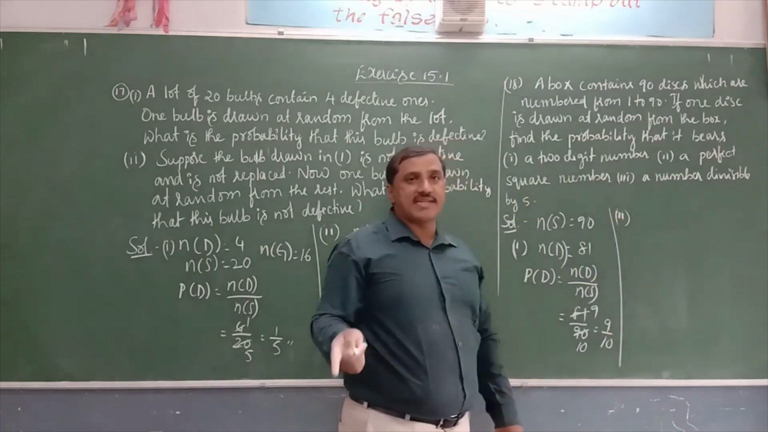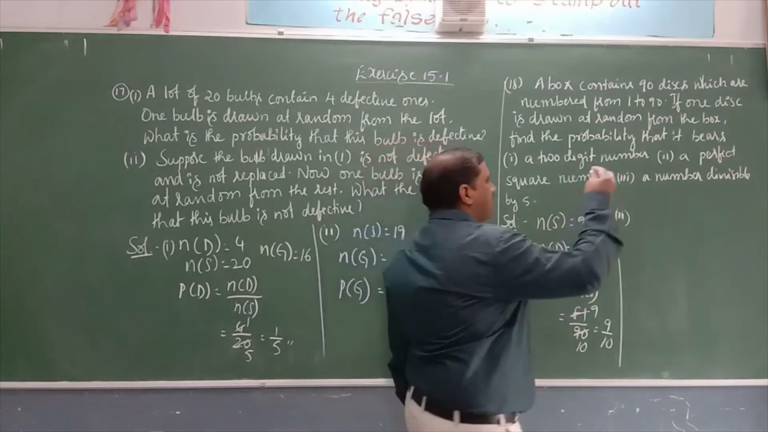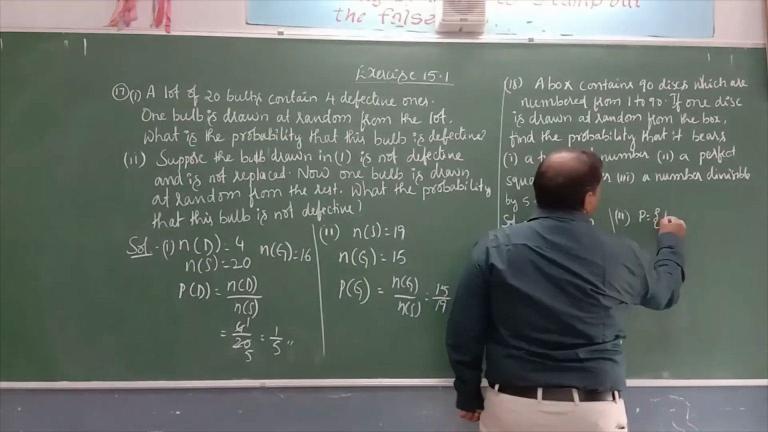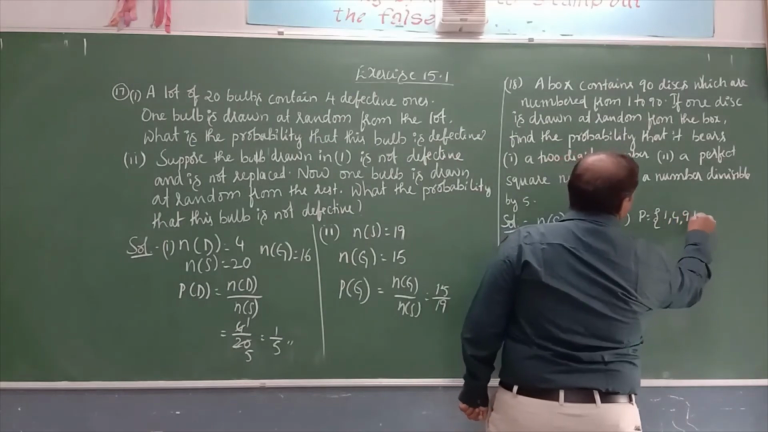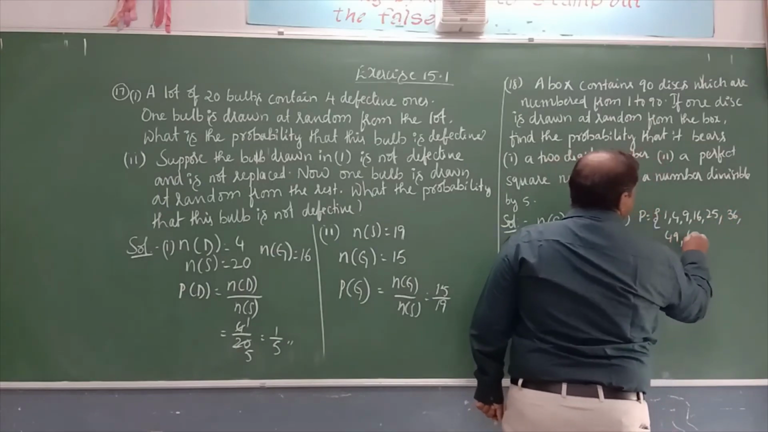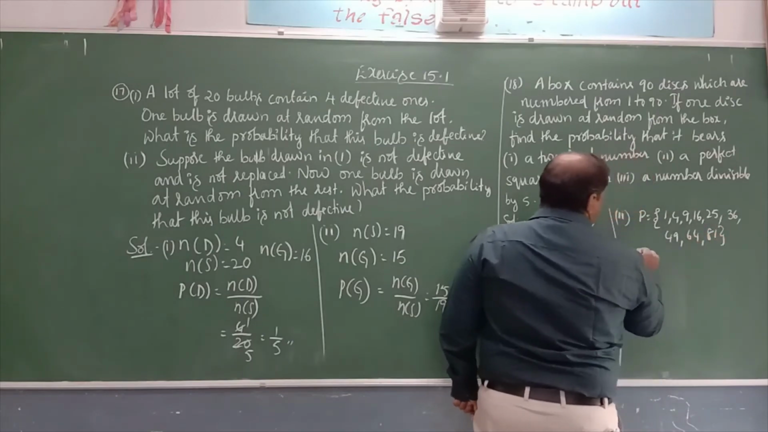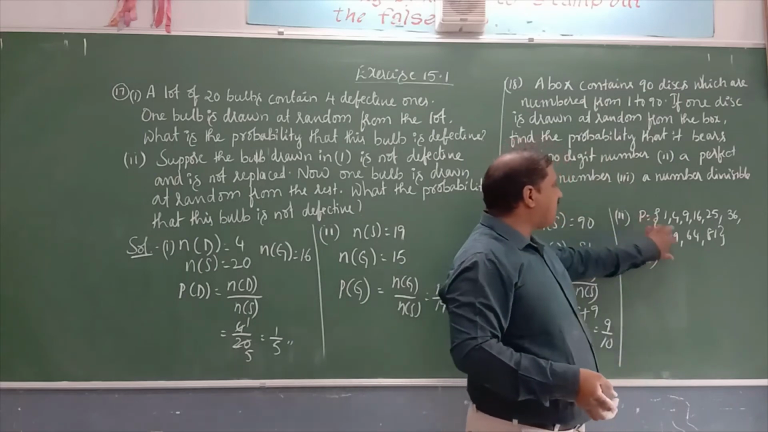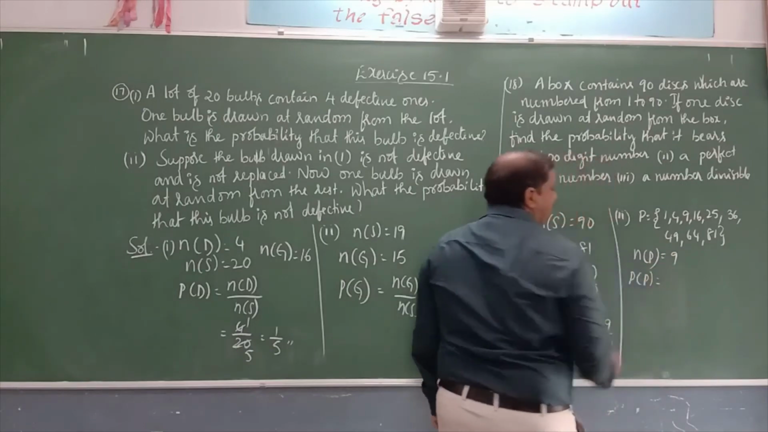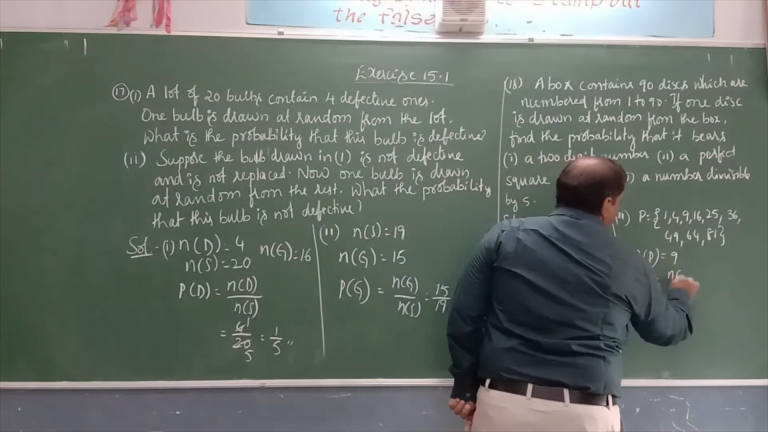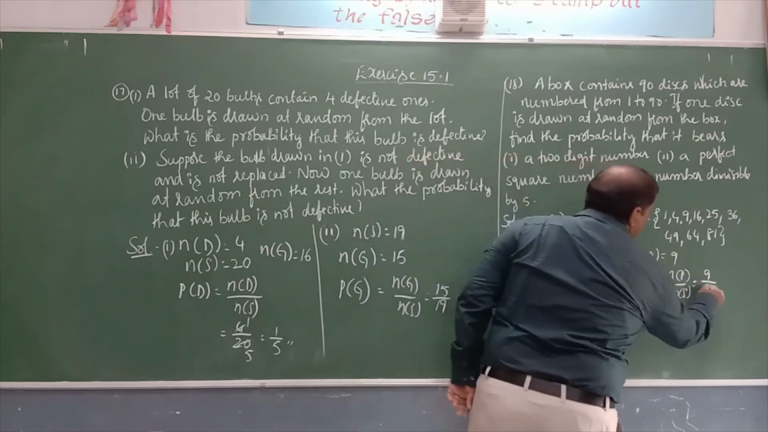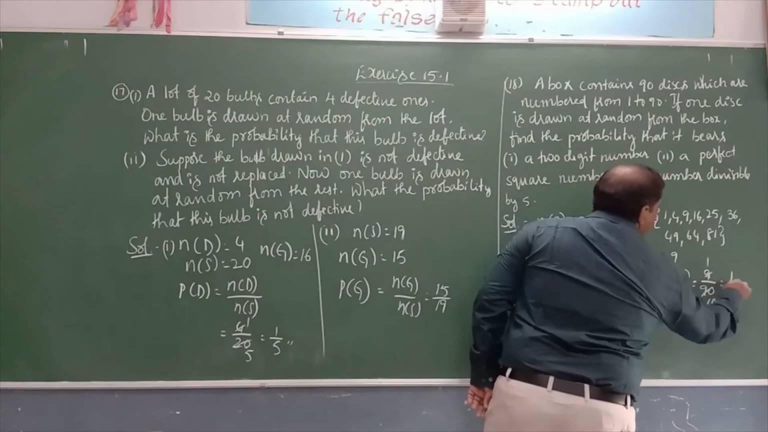Perfect squares, I will take P. So first we find the perfect squares from 1 to 90. They are 1, 4, 9, 16, 25, 36, 49, 64 and 81. So n of P, the number of perfect squares, is 9. Now the probability of a perfect square is n of P by n of S, that is 9 by 90. 9 ones are 9, 9 tens are 90, that is 1 by 10.